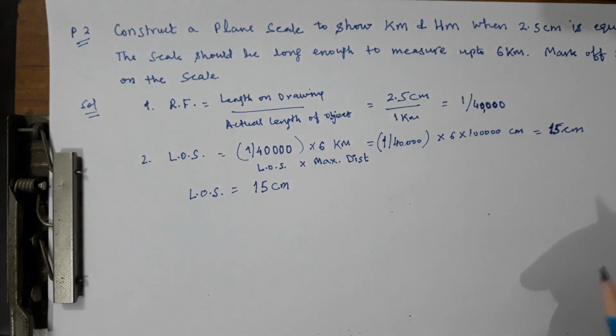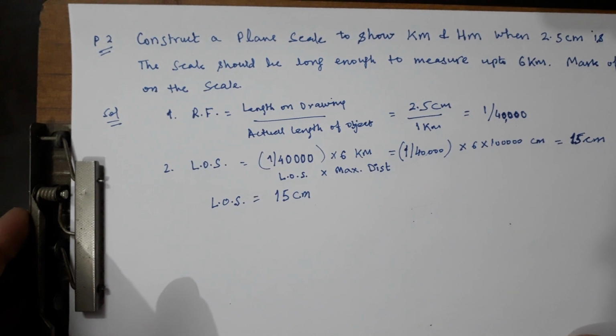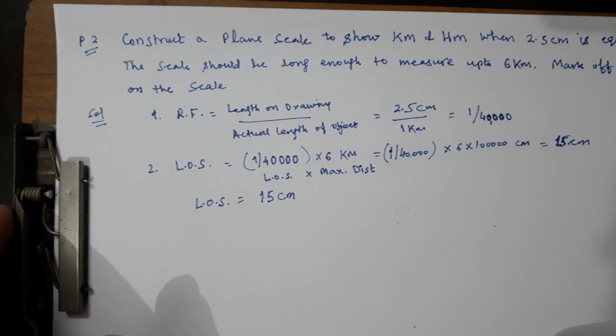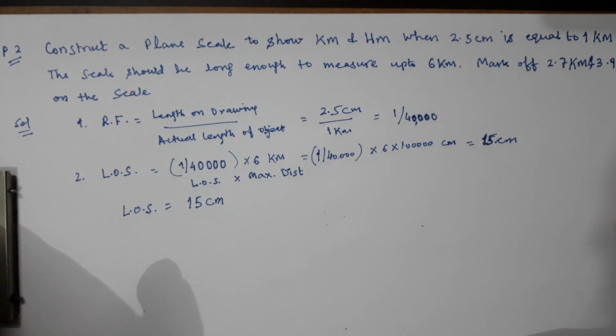Hello students. So now this is again an example I am going to discuss on plane scale. You can go through the statement: construct a plane scale to show the kilometers and hectometers when 2.5 centimeter is equal to 1 kilometer. That is, 2.5 centimeter is representing 1 kilometer on the sheet.